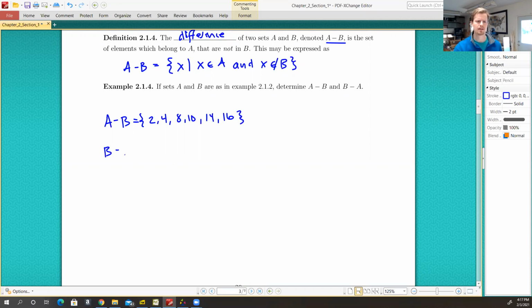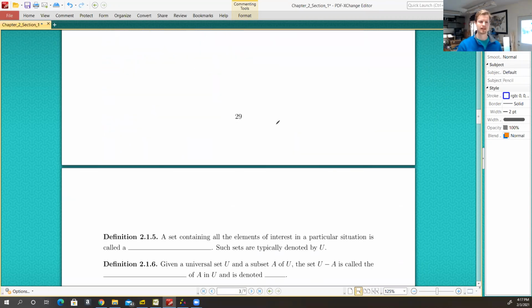Now the other way, I'm going to take the set B and I'm going to remove all the multiples of 2. So I have 3, and then the next number would be 6, but it's a multiple of 2, so I remove it. So 3, 6, 9, 12 is a multiple of 2, so I do not include it here. 15, and then 18 is a multiple of 2, so I do not include it. And that's it for B minus A. Excellent.